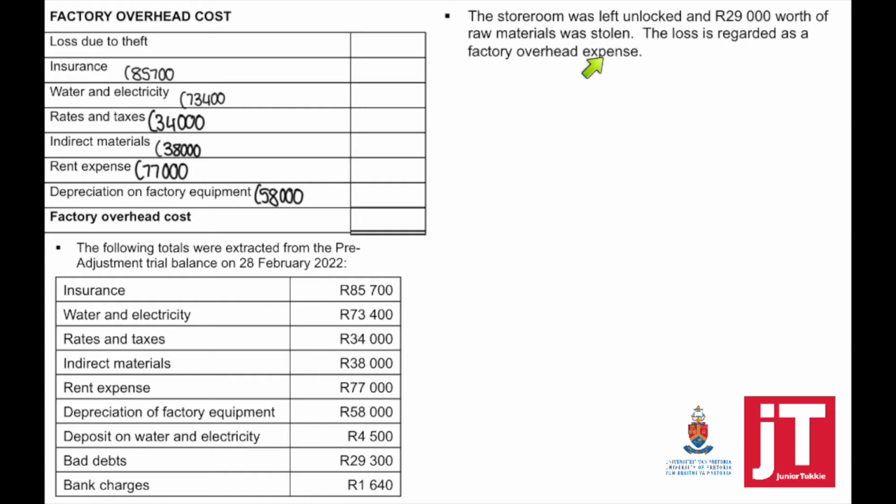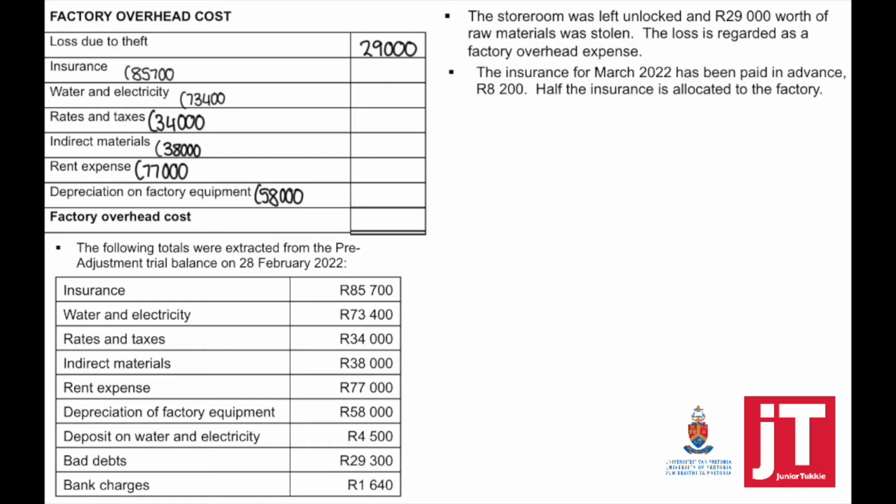The storeroom was left unlocked and 29,000 worth of raw materials was stolen. The losses are regarded as a factory overhead expense. Remember, we mentioned this earlier, so this must be added to the factory overhead cost.